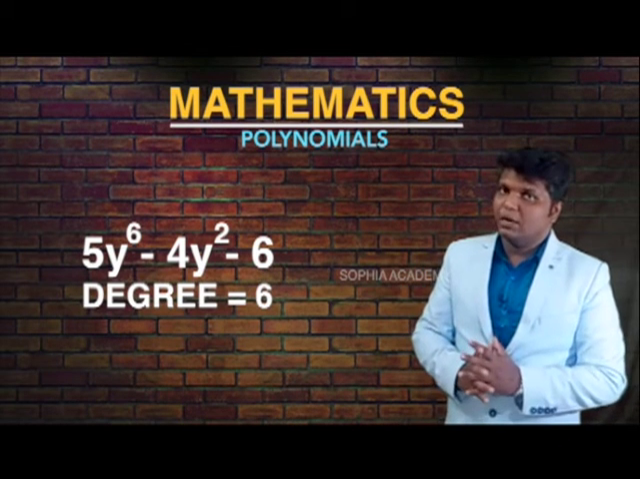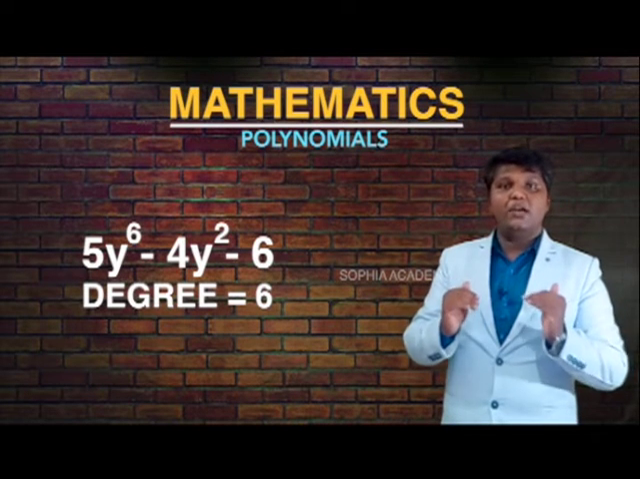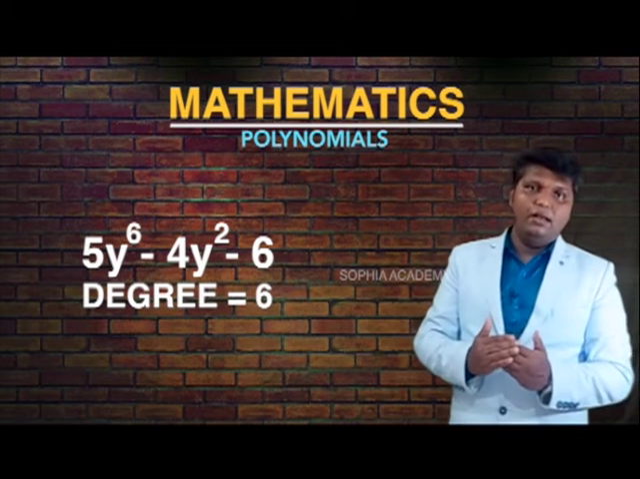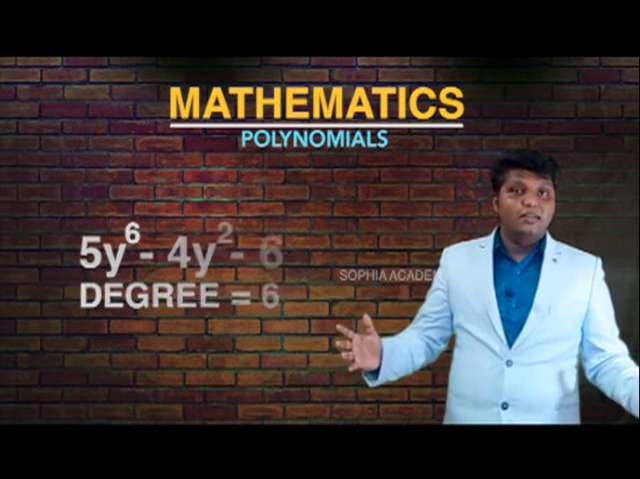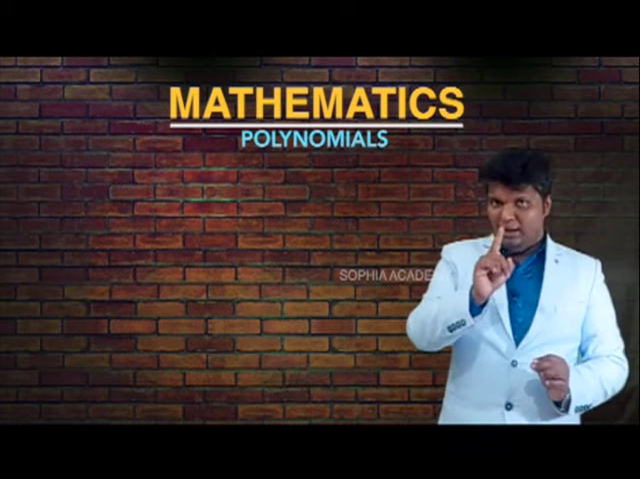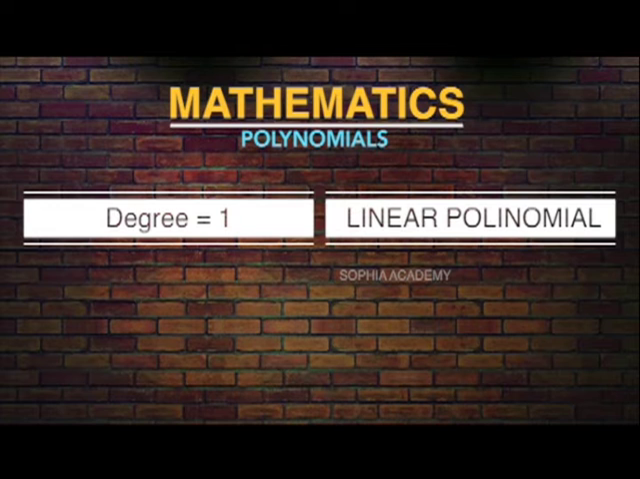So how do we understand the degree of a given polynomial? Just check what the highest power is. And regarding this highest power, polynomials are classified into several types. If the degree of the polynomial is 1, that polynomial is called a linear polynomial. Linear means along a line.